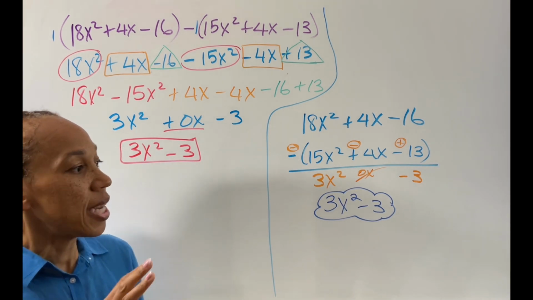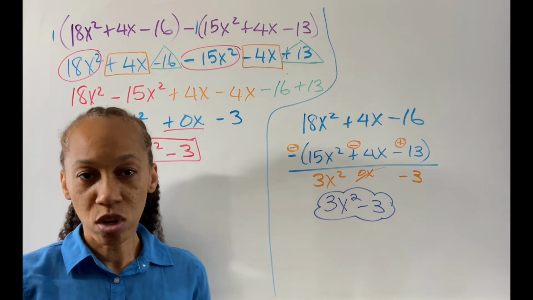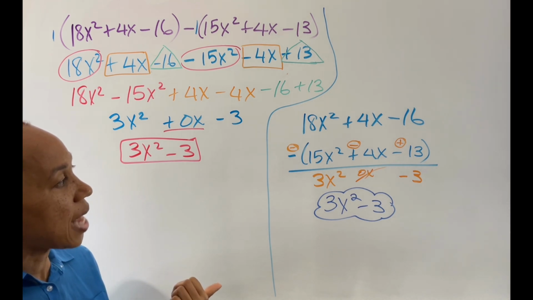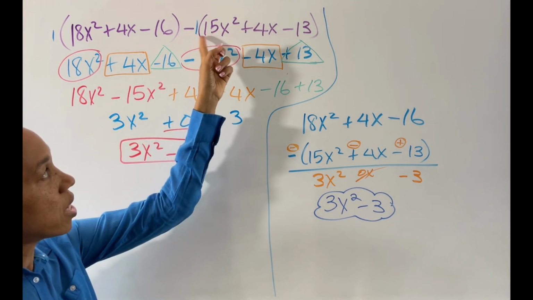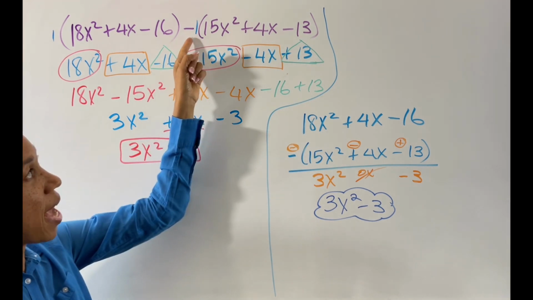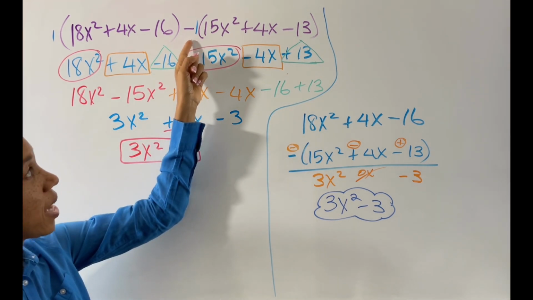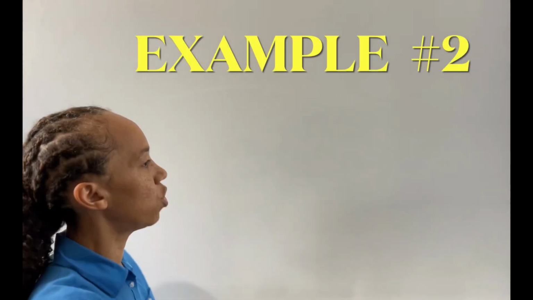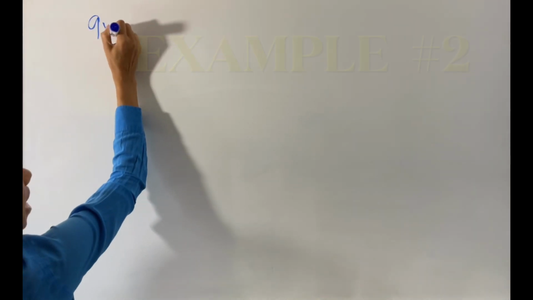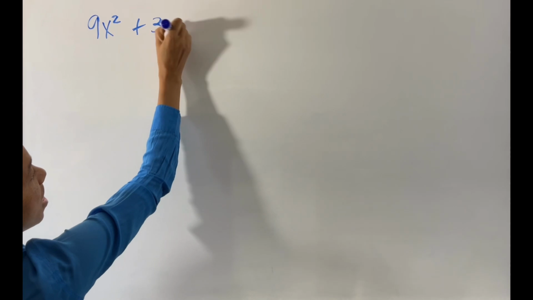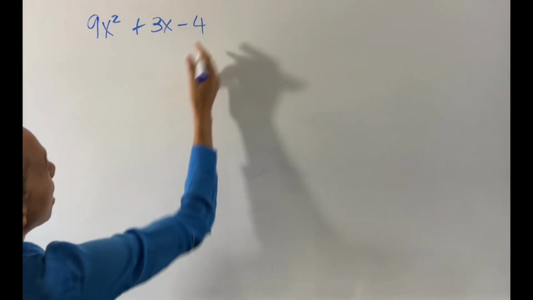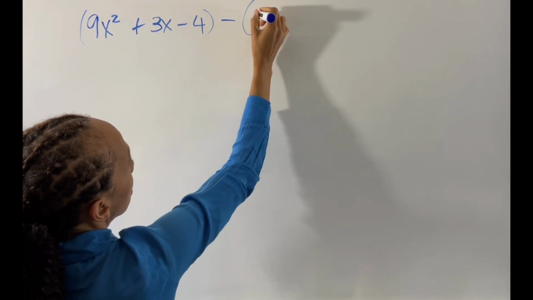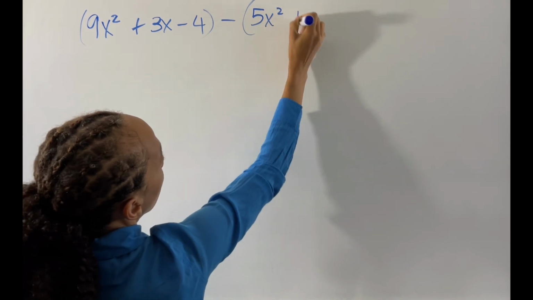Alright? So now there is something else that I want to tell you, but the most important thing as I piggyback there is that when you are using the horizontal method, don't forget, if you're subtracting, it's like you're multiplying by negative 1, because you have the subtraction sign. So the next example that I want to do is 9x squared plus 3x minus 4, and we are going to subtract, take away 5x squared plus 6 from this.